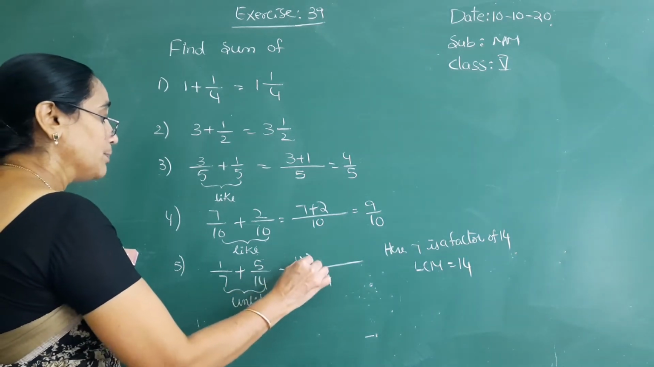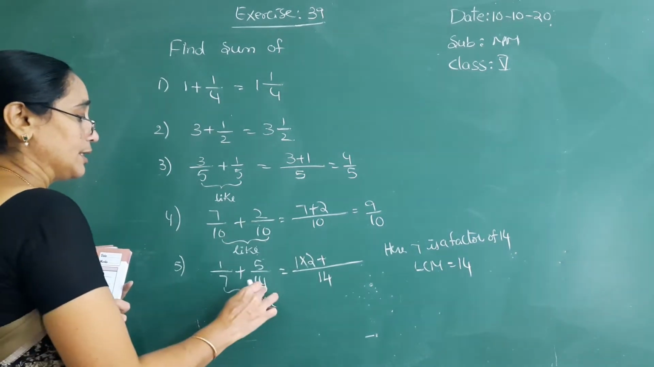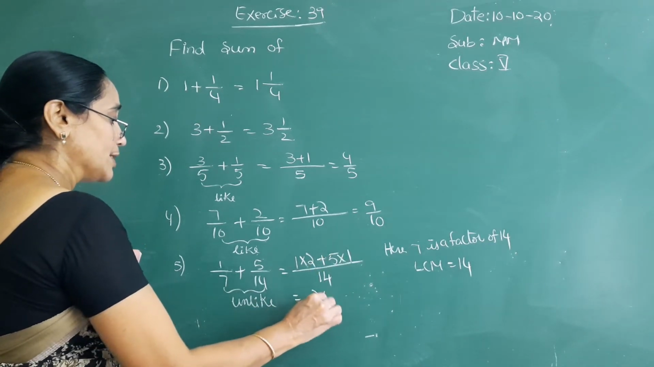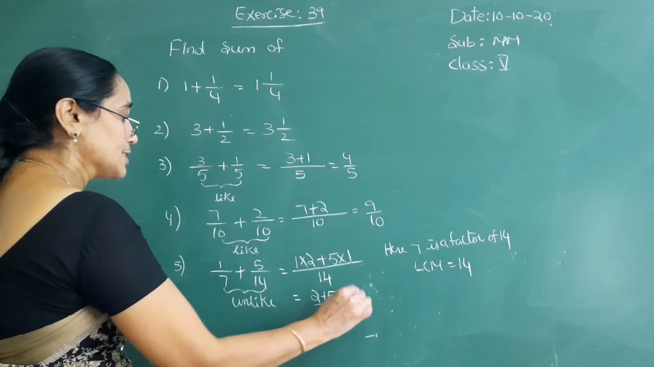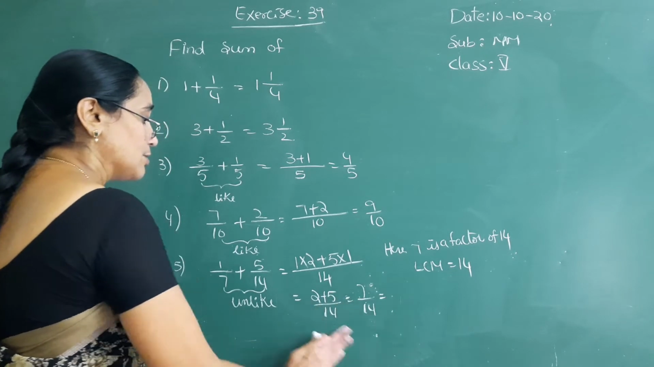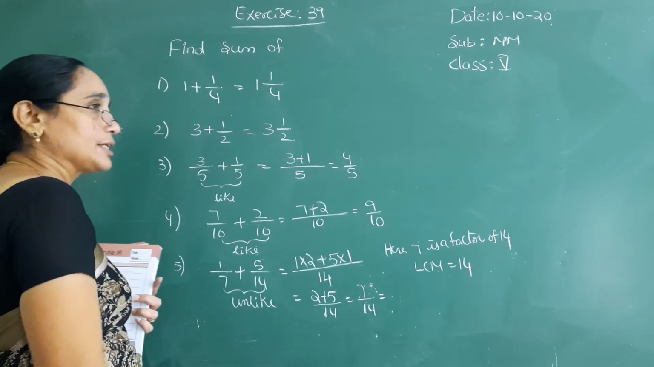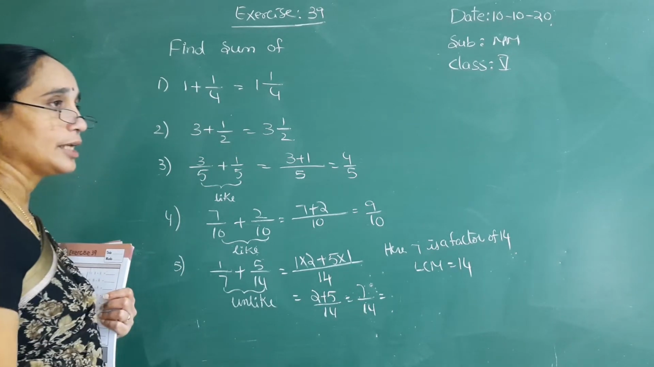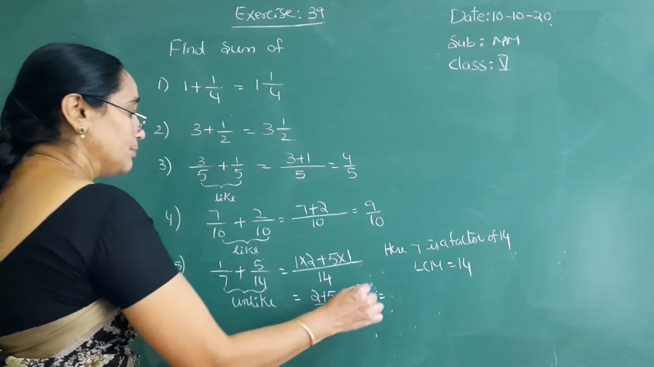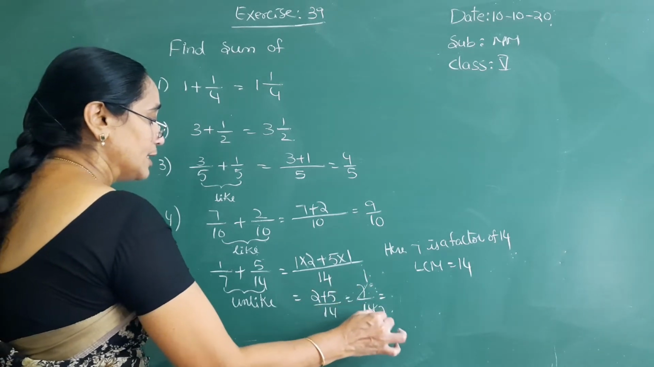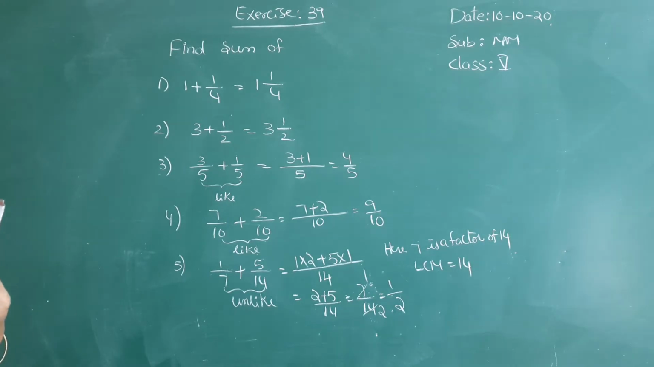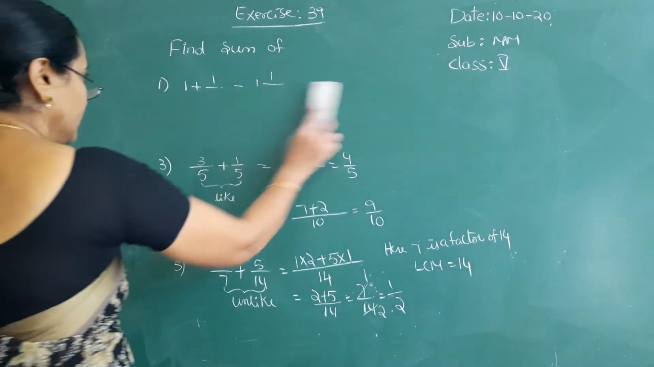You have to multiply that coefficient with the numerator. 14 will go 1 time, 5 once. 2 plus 5 by 14, that is 7 by 14. So convert this into the simplest fraction. Simplest fraction means the numerator and denominator have 1 as the only common factor, but here 7 is a common factor. 7 1s are 7, 7 2s are 14. That is 1 by 2. Okay. See the next problem.